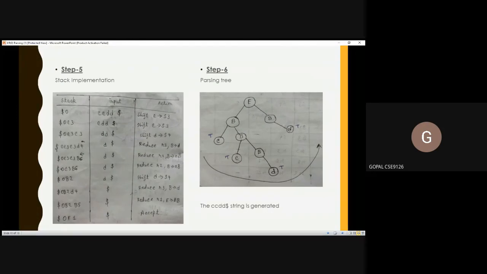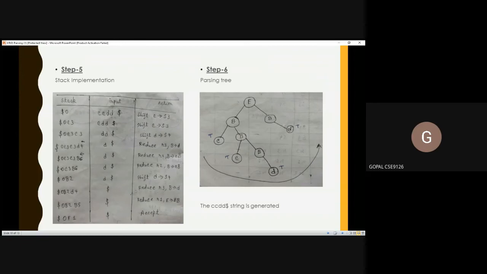In I6 for D, we will get reduce R2 from the parsing table. So we'll get here reduce R2, and same B goes to CB. So here in the stack, we get 0B because we are replacing CB with B. And for the I0 position, B is 2. That's why we are getting 0B2. And the remaining string is D dollar.